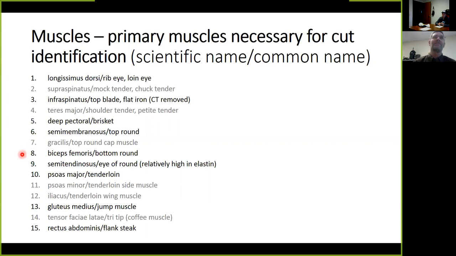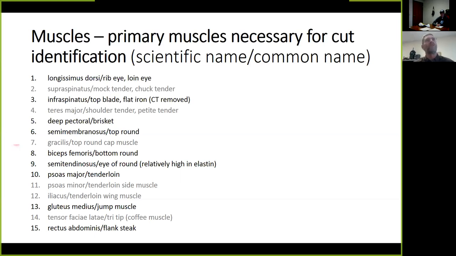The biceps femoris. That's the bottom round muscle. It's less tender. It's on the outside of the leg. So sometimes we call the biceps femoris the outside round, bottom round or outside round. And then the third muscle is the semitendinosus. And this is the eye of round. And you can see this in animals. If you look at the rear end of an animal, standing behind it, this is a muscle that looks kind of round on the outside back portion of the leg.